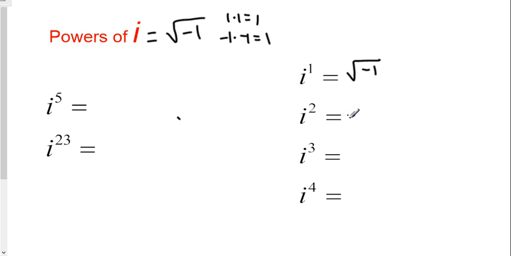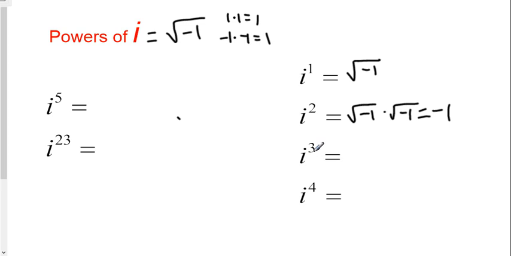Well, it's the square root of negative 1 times the square root of negative 1. If you're multiplying two numbers that are the same, the square root of a square becomes the number. Because think about what's happening here. Negative 1 squared, square rooted, becomes the number. It's just negative 1.